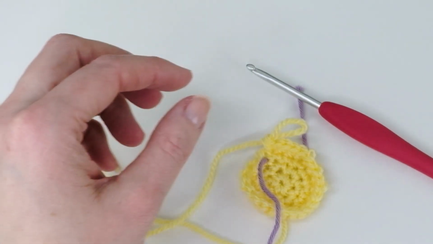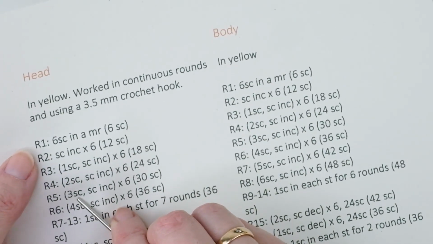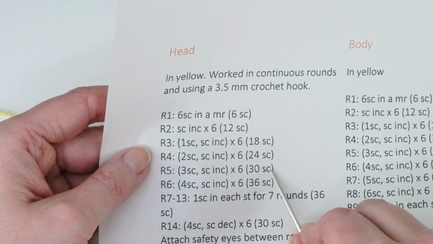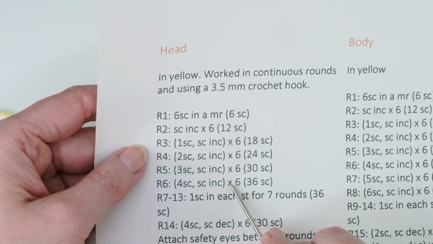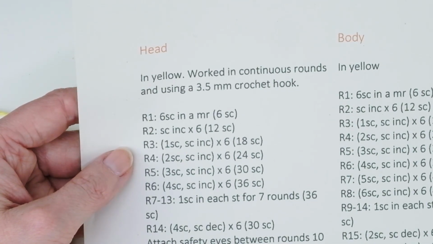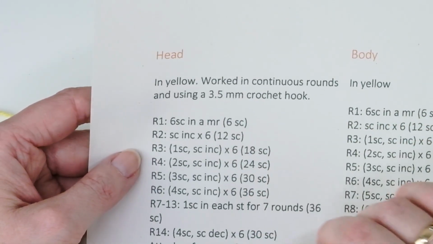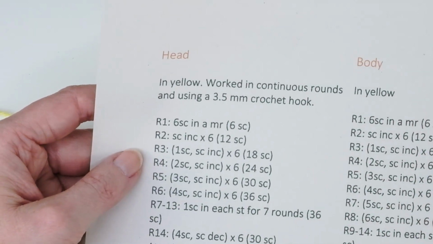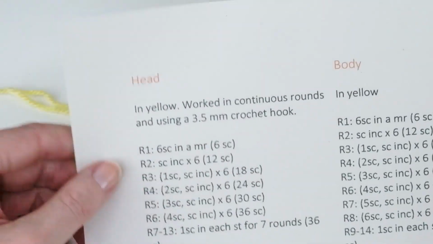So now this is how this will continue. 3 single crochets, so 1 single crochet in the next 3 stitches and 1 increase in the next. Repeat 6 times until you have 30, and then we have 4 single crochets, single crochet increase in the next, repeat 6 times until you end up with 36 single crochets. So that's pretty easy, and as a beginner it's good to practice on a head or something where there is not so much shaping involved, but shaping also is not so hard.